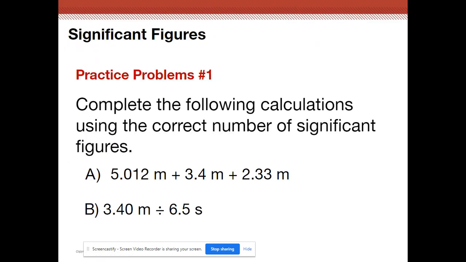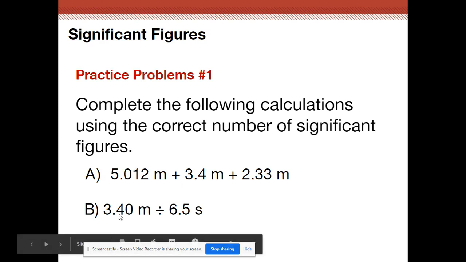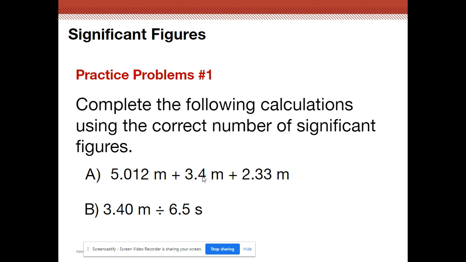So here's a practice problem. Complete the following calculations using the correct number of sig figs. So here you're adding these numbers, and here we are dividing. Remember the rule is that you're looking at your decimal place. So we only have one decimal place past, therefore our answer can only have one decimal place. Here we have 2, and here we have 3. Now this is for adding. So my final answer can only have one place past the decimal. So 10.7 would be the answer.